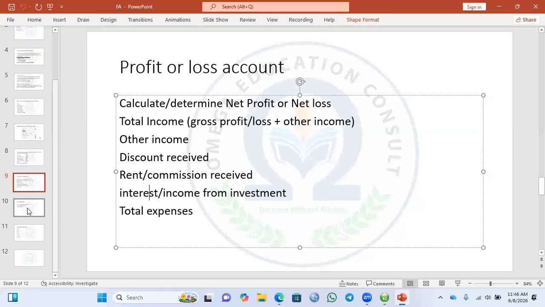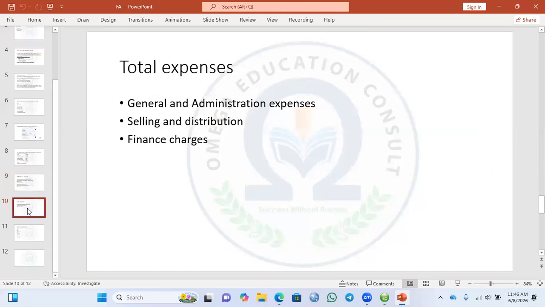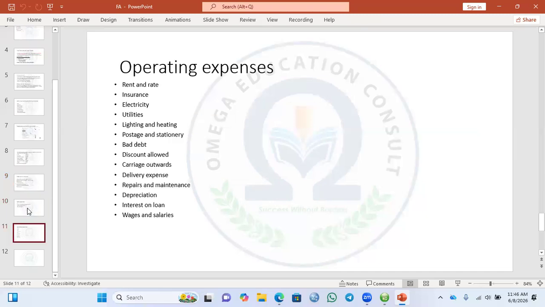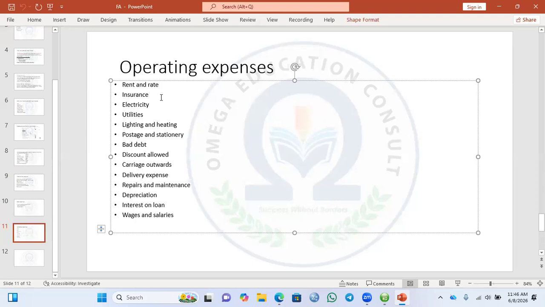Then the total expenses we explored, looking at expenses to be either general or administration expense, selling and distribution, finance charges. These were the broad categories, but I think we went ahead to list a few of them. Rent and rate, insurance, electricity, utility, light and heating, postage, bad debt. And I remember asking you to go on to look at other expenses further in your readings, right? I hope you did that.